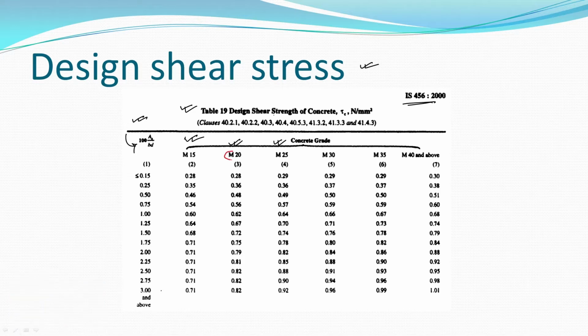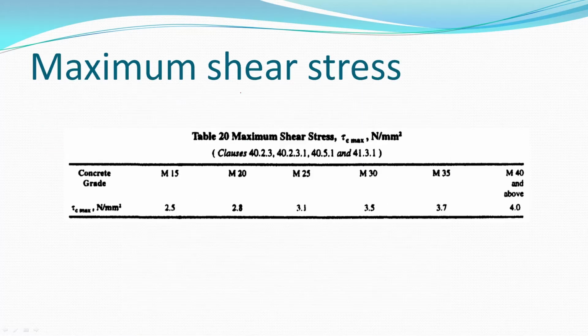Suppose I am considering M20 and my percentage of steel is 0.50. So what will be the value of the design shear strength of the concrete, that is tau c? That is 0.48. Okay, previously I have shown you how to determine tau v for both cases, that means for uniform section as well as the varying section, and now we get the value of tau c also, right? Now let's go to the next step.